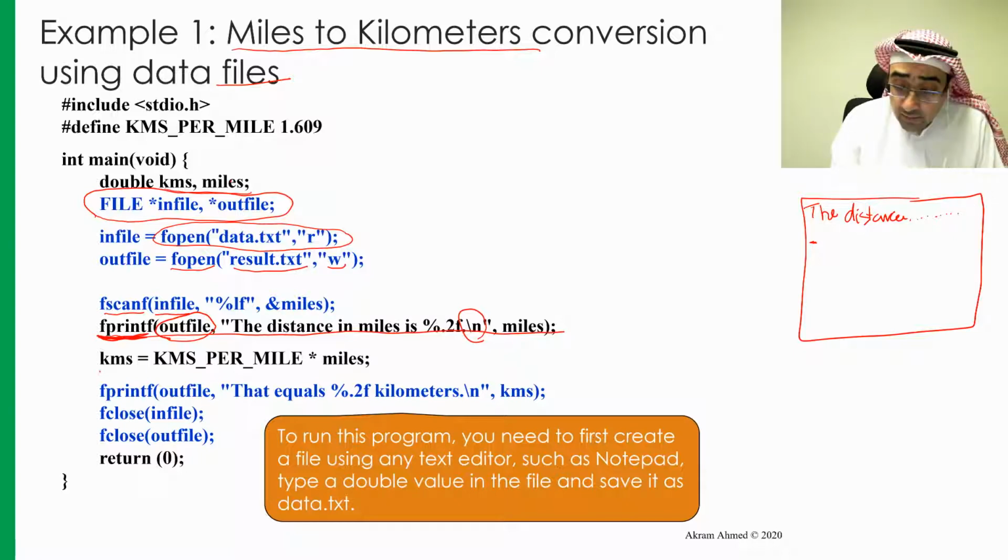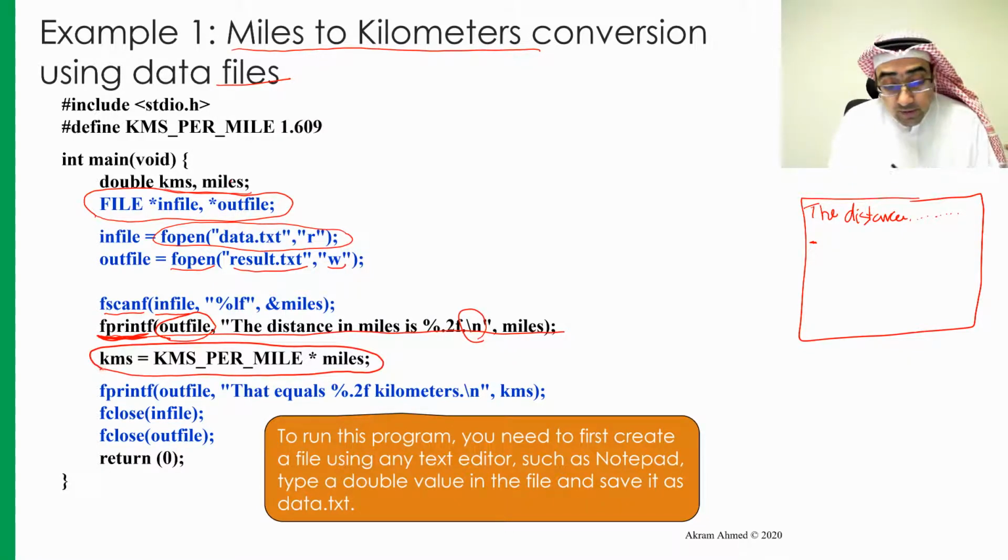Then, by the way, this is what we call echoing. So we read something from the file, and then we echo it into the output file so that the user knows what was the input and what would be the output, okay? Then we calculate how many kilometers this miles is by multiplying it by the constant of 1.609. And then we say fprintf into the out file.